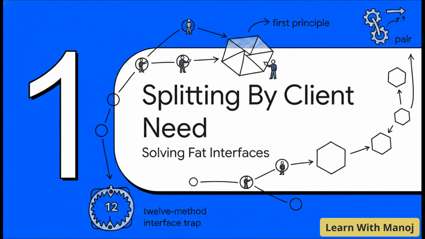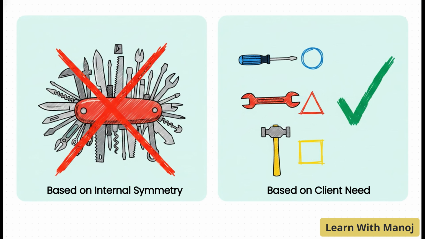All right, part 1, splitting by client need. Okay, let's dive into this. To cure that 12-method interface trap, we really have to rethink how we group methods in the first place. When we design interfaces based on the internal symmetry of an implementation, like, say, lumping all shopping cart actions together, we inevitably create those bloated contracts. Think about it. If a module only needs to calculate taxes, it absolutely shouldn't be forced to depend on discount calculators and inventory checkers. The right way? Splitting by client need. We want to create interfaces based exclusively on what the calling client actually requires.